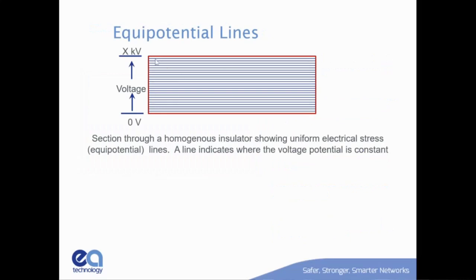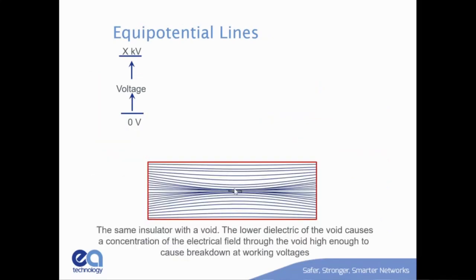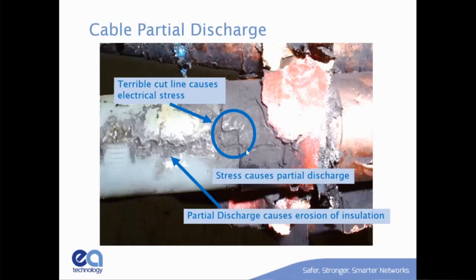So if you think about it, I've got a voltage that starts at 0, goes up to something, and I've got these field lines that are nice and evenly dispersed through the insulation. That's great. Now, if I have some sort of defect, those are going to be concentrated around that defect, and obviously that's going to be a lot higher voltage problem, and it's going to lead to discharge.